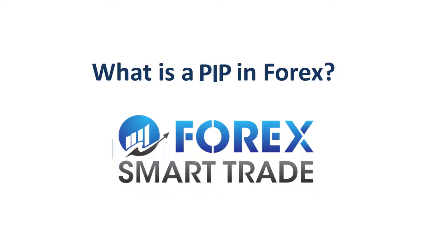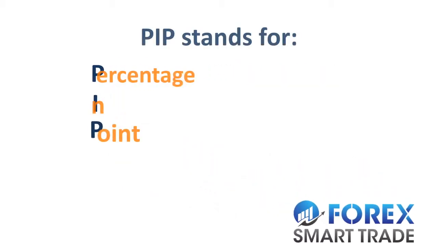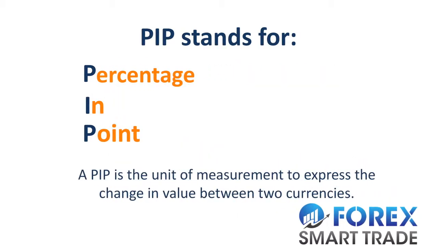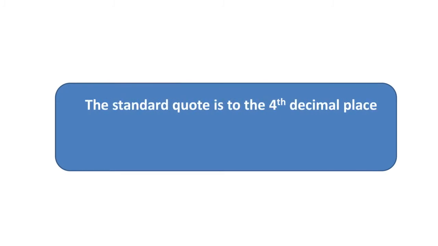In today's lesson, we're going to answer the question, what is a pip in Forex? Pip stands for percentage in point, and it's the unit of measurement to express the change in value between two currencies. So you're going to see this every day in your Forex day trading, that the standard quote is to the fourth decimal place.